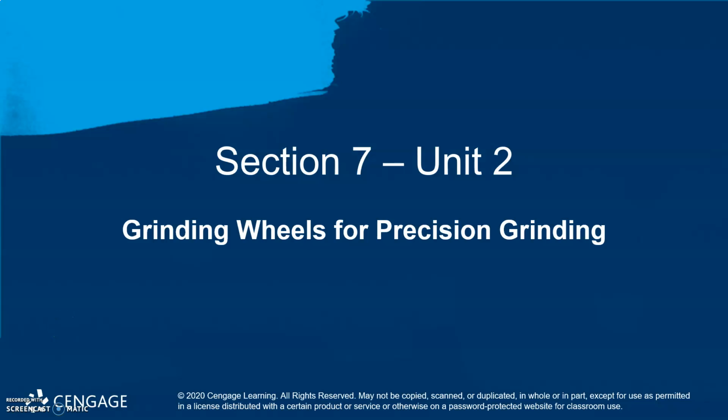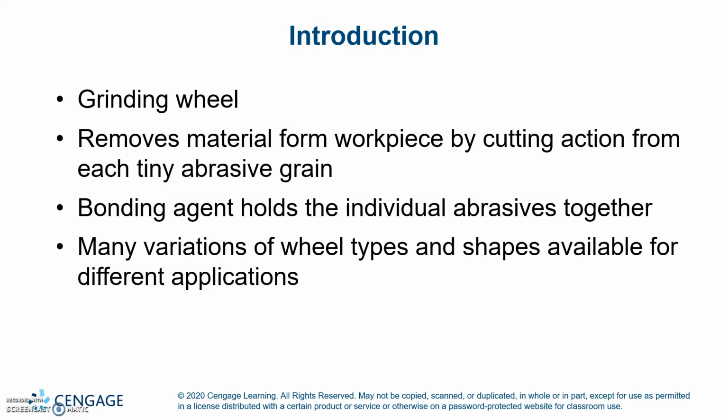Section 7, Unit 2, Grinding Wheels for Precision Grinding. Introduction. A grinding wheel removes material from the workpiece by the cutting action of each tiny abrasive grain.